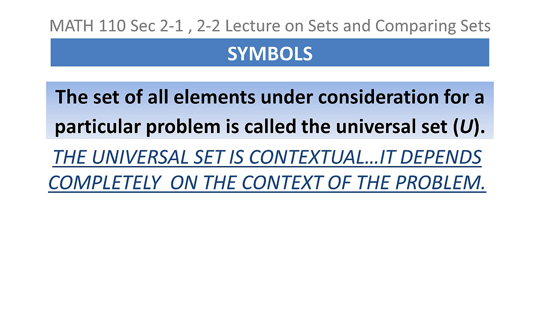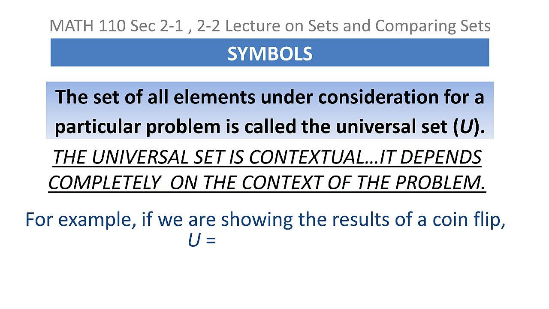The thing to remember is that the universal set is contextual. It depends completely, absolutely completely, on the context of the problem. If you're talking about a certain group and everything that you're choosing is going to come from that group, that group is your universal set. If you change to a different scenario and you're doing something different, your universal set will change.